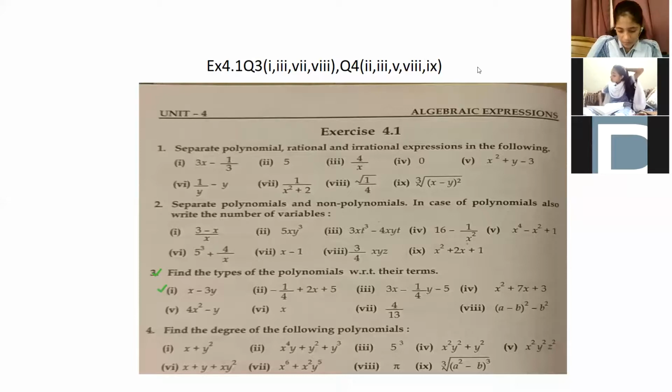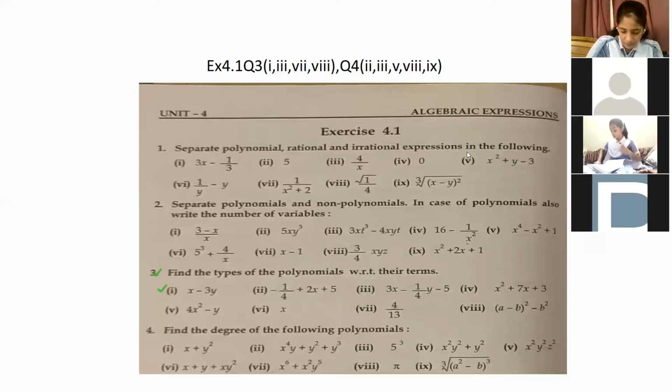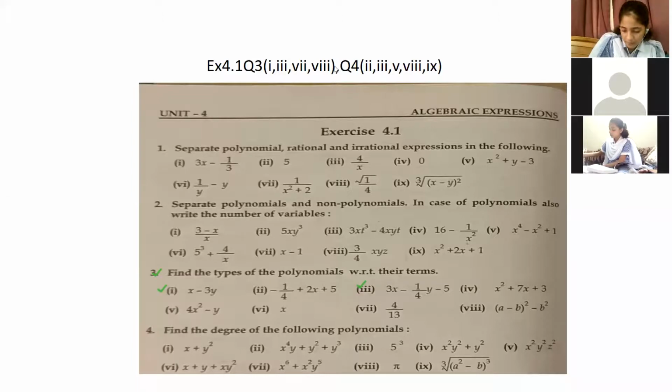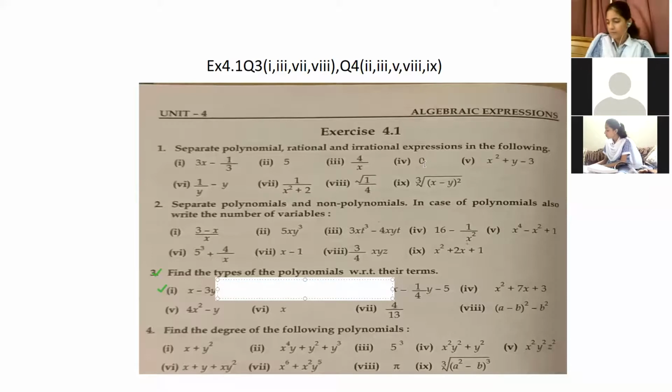Number 2, Hania Fahim. Hania, next question, number 3. How many terms are there, Hania? Hania, unmute yourself. Trinomial, having 3 terms. It's called a trinomial. Very good. Quickly, students, solve all these questions.